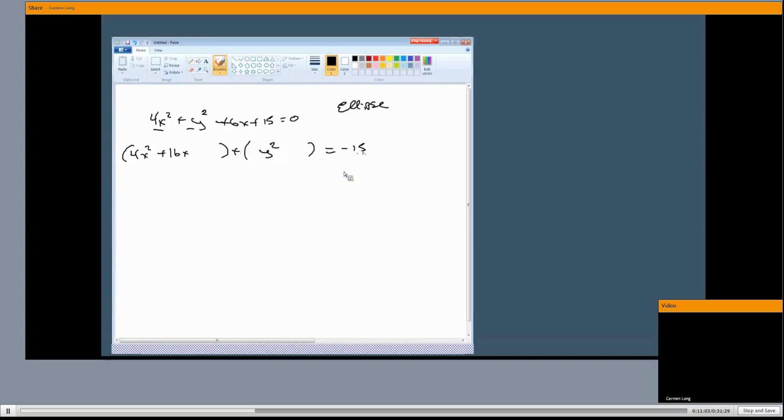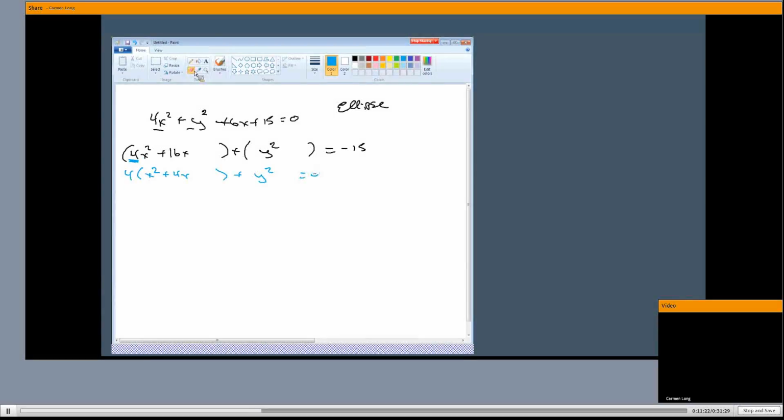Okay, so we have to complete the square, but the thing you have to remember in completing the square is this has to be a 1. So we're going to pull the 4 out. We're not going to have to complete the square for y here, so that's kind of nice. We only have to do it one time.